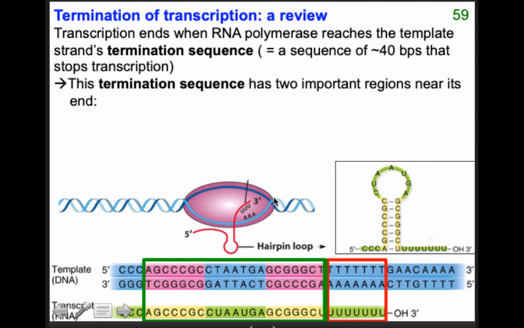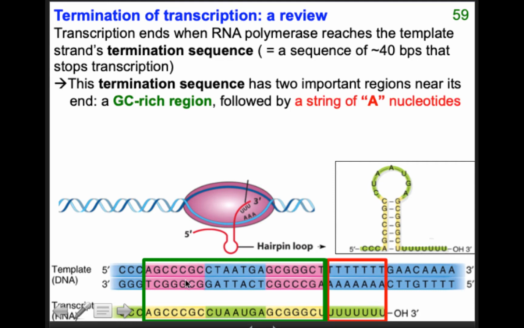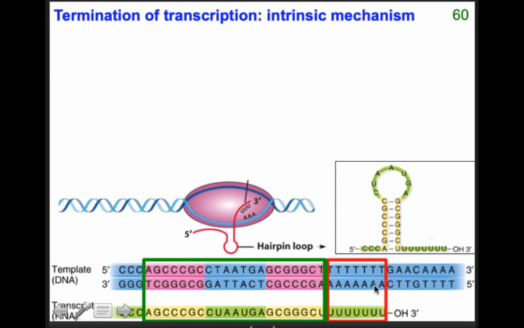In that termination sequence, there are two very important regions. There's a GC-rich region, followed by a bunch of A nucleotides. So you see here in the template strand, CGCCCG, a bunch of G's and C's, followed by a whole bunch of A's. So how does that cause transcription to end?